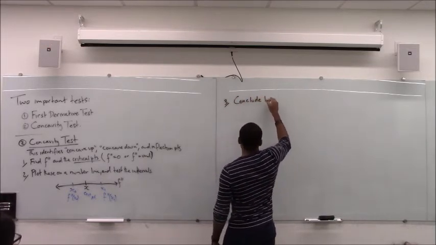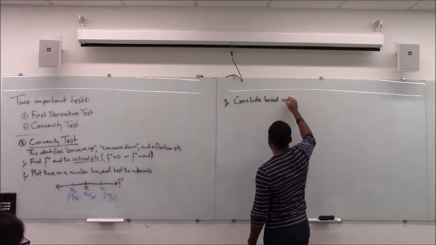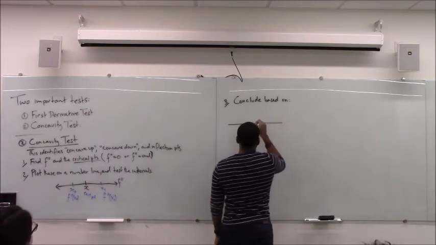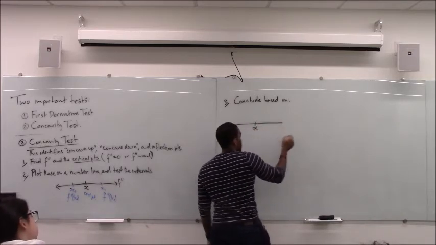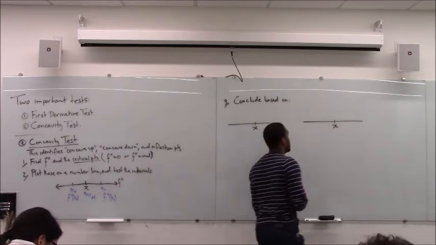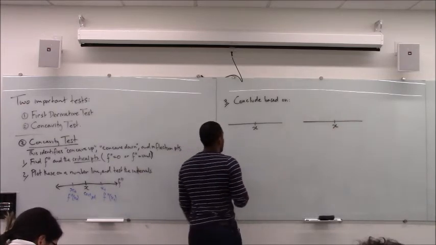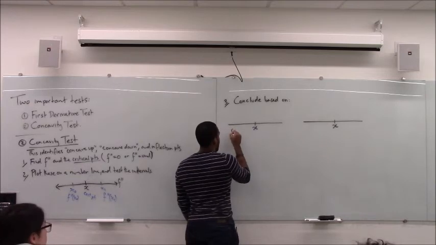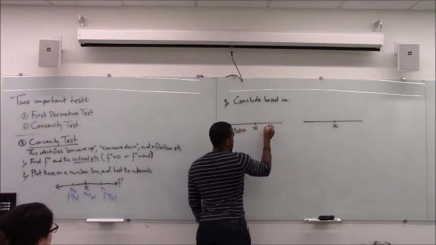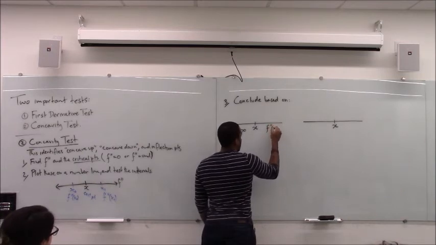Conclude based on. So you would have several situations here. So here's your x value. Now two things can happen. You can pick a value over here where your second derivative is positive, and then it switches to negative.